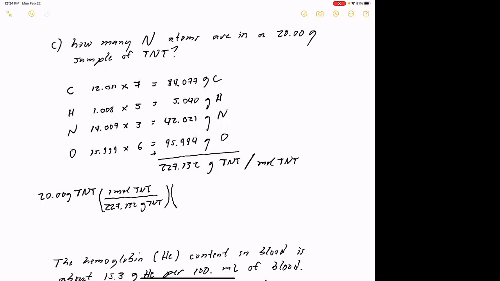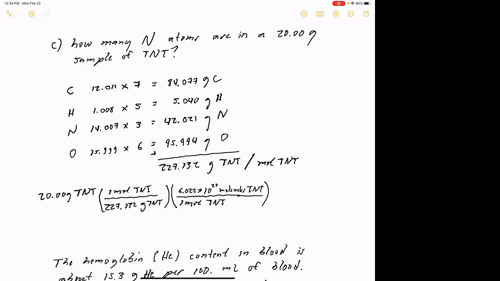All right, so for every 1 mole of TNT, I'm going to have Avogadro's number worth of it. So that's 6.022 times 10 to the 23rd molecules of TNT. Okay, so that gets me to molecules of TNT. But where am I trying to go? I'm trying to get to nitrogen atoms, right? How many total nitrogen atoms?